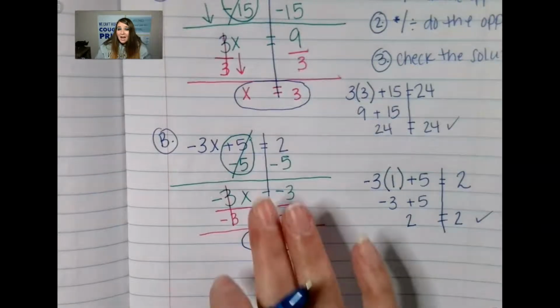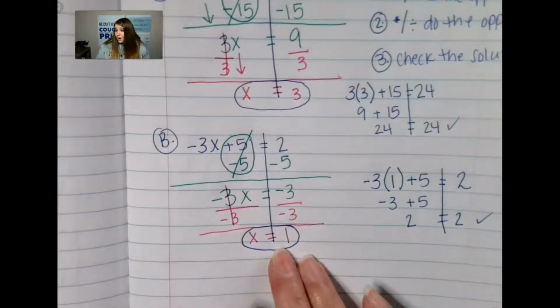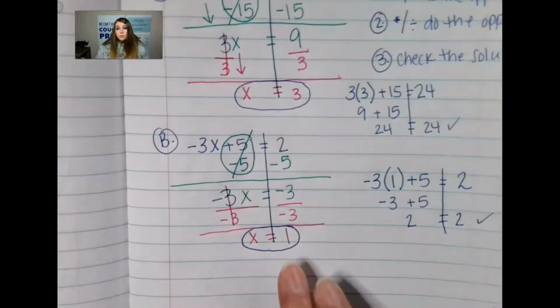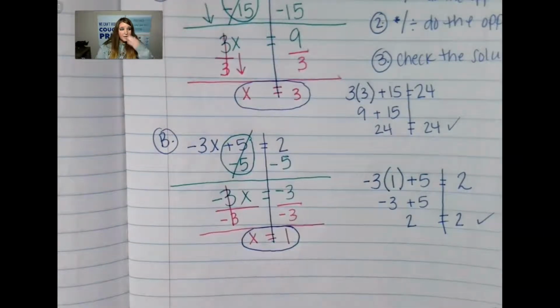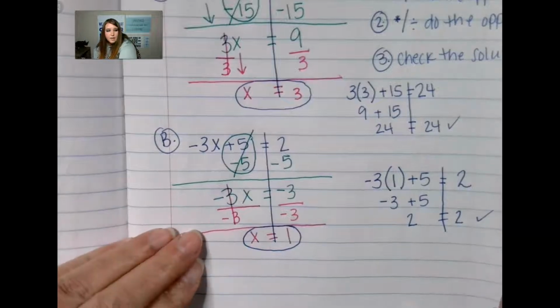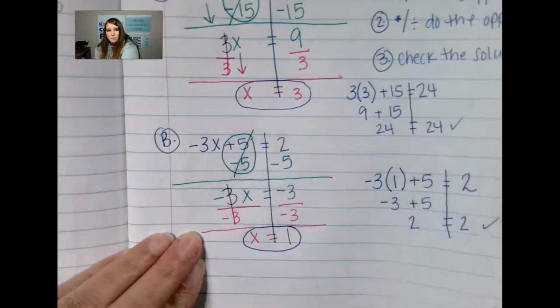Again, you've isolated the variable, which is our whole entire goal. We want to solve for the letter. Okay, let's do another problem. Okay, so let's go ahead and do another problem.